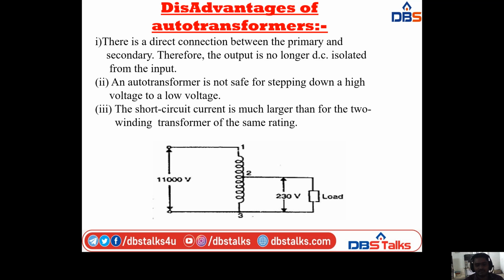So this is the diagram for the short circuit. The short circuit current is much larger than for a two-winding transformer of the same rating. Here we are dividing into sections, 1 to 2. Here we have 230 volts, and the input voltage is 11,000 volts. Here we are using the secondary winding connected to the load. So an auto transformer is not safe for stepping down a high voltage to a low voltage.